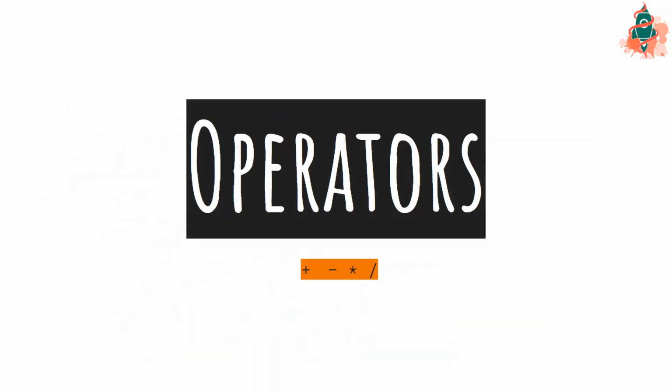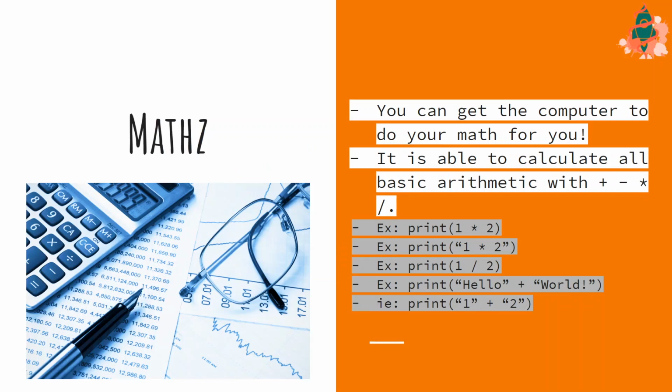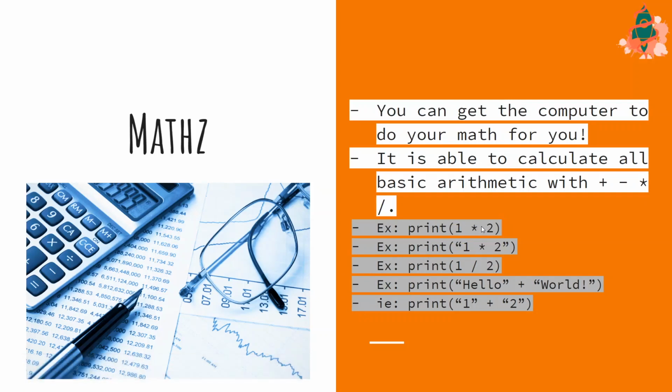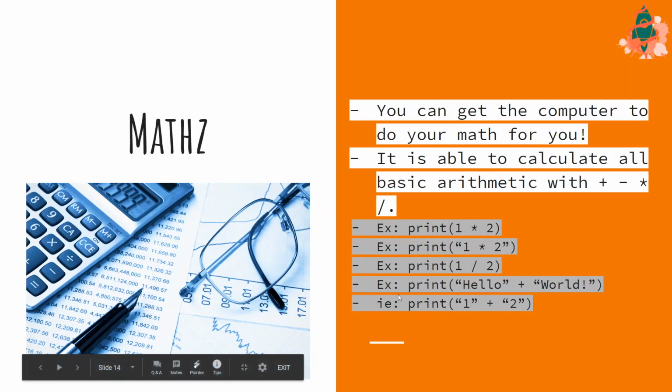Operators. Math. You can get the computer to do your math for you. It is able to calculate all basic arithmetic, which is addition, subtraction, multiplication, and division. Like I said before, with printing, which prints out to the terminal, you can put math inside the parentheses. So right here, 1 times 2, 1 divided by 2.